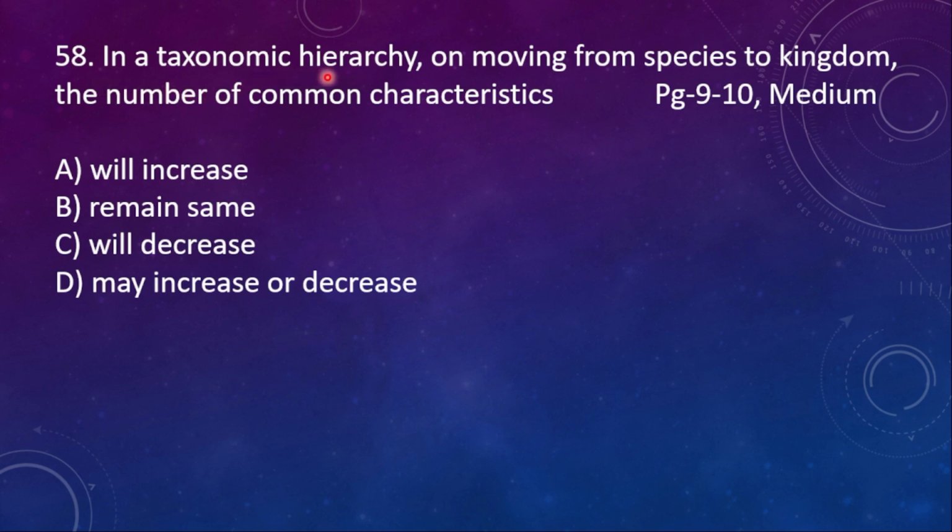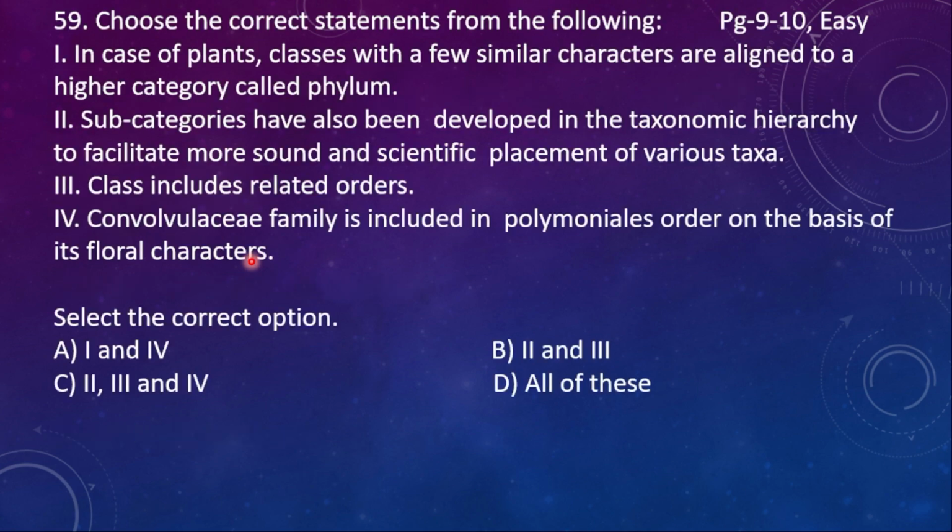58. In a taxonomic hierarchy, on moving from species to kingdom, the number of common characteristics will increase, remain same, or decrease? Yes, of course decrease. From species to kingdom, when we move, the number of common characteristics will decrease. So option C is correct.